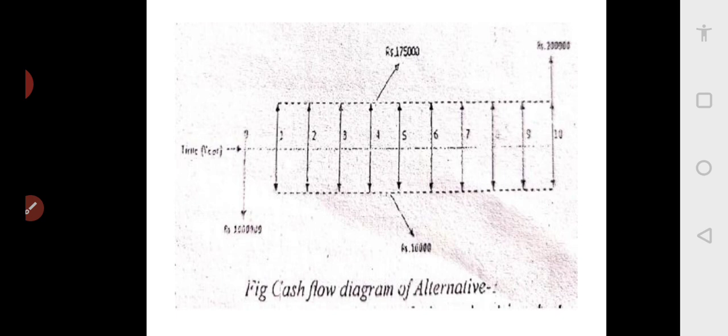And from the first year onwards to 10 years, the maintenance cost is 10,000 rupees every year. So there are also downward arrows, 10 arrows, showing 10,000 rupees. This is my annual expenditure towards maintenance. They are all outgoing expenditures, so they are shown as downward arrows.